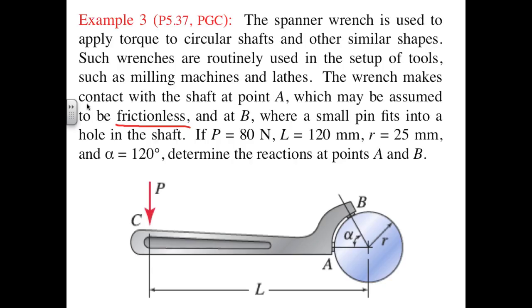We're told that at B there's a small pin that fits into a hole in the shaft, and it's through this pin that the wrench is going to be able to exert a torque on the shaft. So we will have both normal and tangential force components at B.